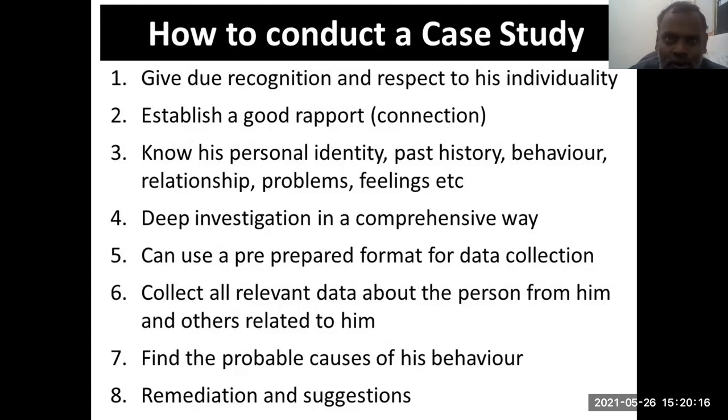Okay, continue. In the single instrumental case study, the researcher has to focus on one bounded case with the same characters. In the intrinsic case study, the researcher also focuses on one bounded case, but that case is supposed to be a unique one. You should not get another case.